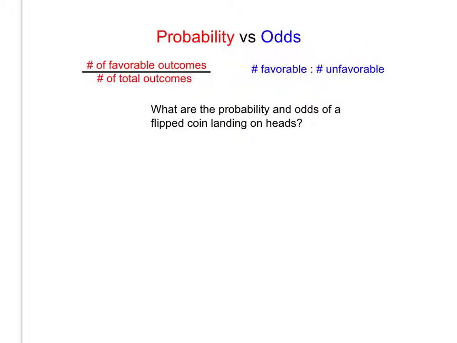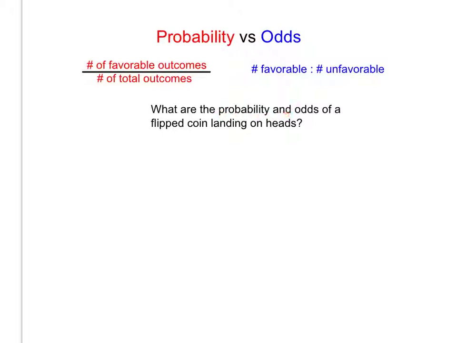Odds is a ratio of the number of favorable outcomes to the number of unfavorable outcomes. Again, ratios can be written this way. Probability is usually written as a fraction or a percentage. Odds are often written like this, with a colon in between. That's why I wrote it that way. So let's talk about what this means.